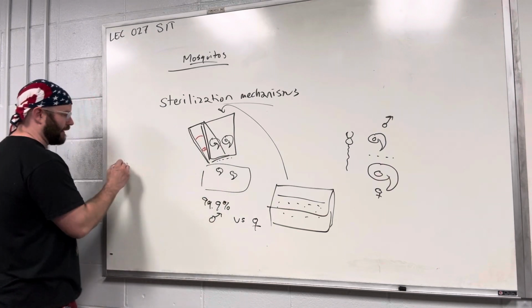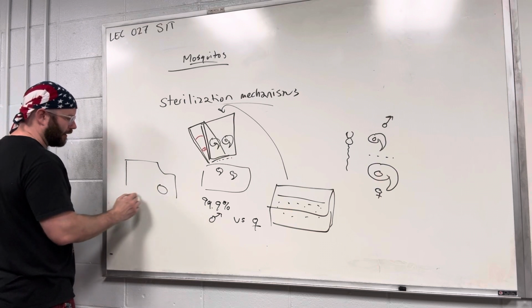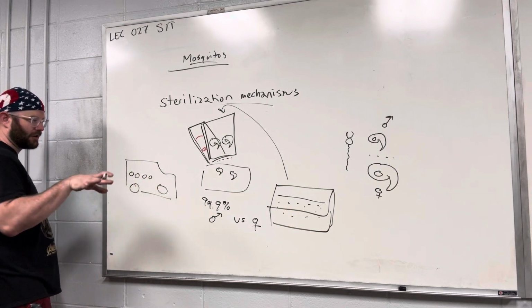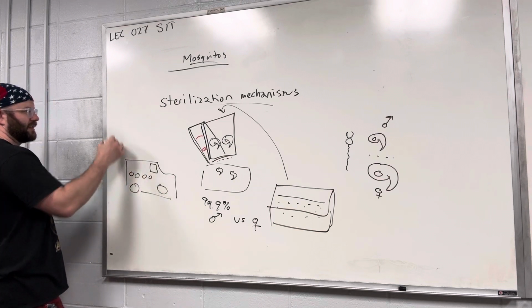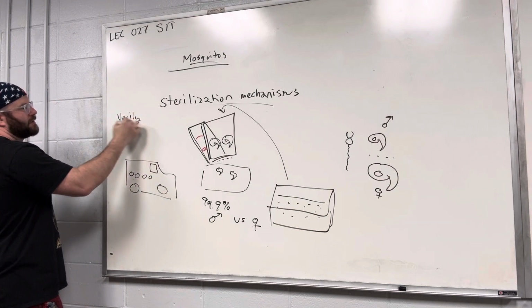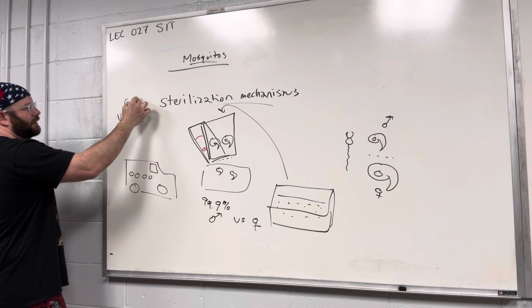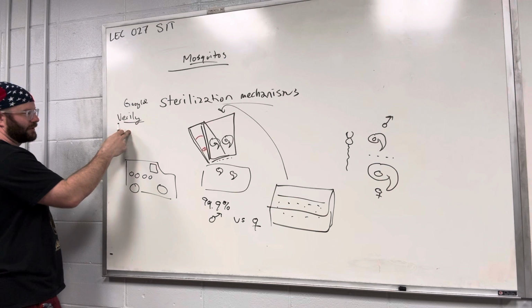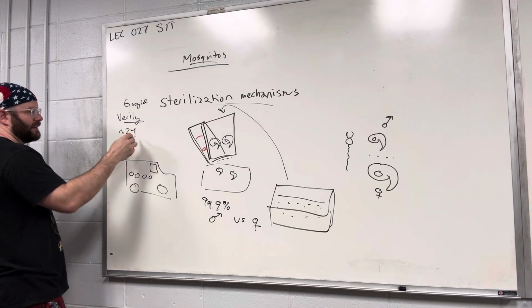So you just collect them, and then they put them in a van. And the van has these little ejection ports. The companies that do this are Verily, which is owned by Google, and Verily is releasing in about half of the United States, 24 states.